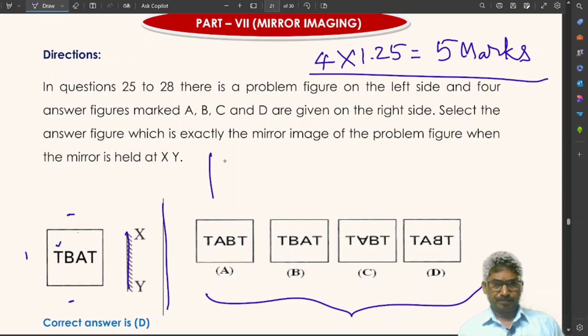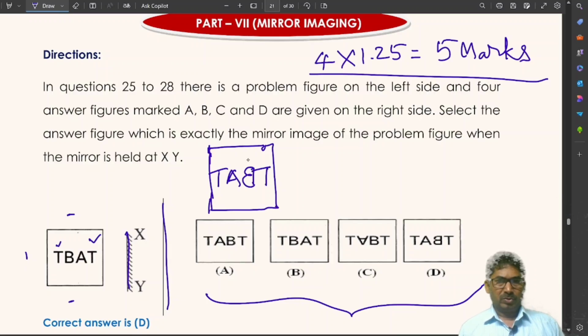This will come like this. See carefully, observe carefully. The last letter comes first, T, and A as it is. Next, B will come like this, and next T as it is. So this figure is the correct option. Is it like this? No. This? No. This? No. So this is absolutely correct. See carefully, TABT. This B changed, but there is no change in shape or size. So only B is changed, but the letters go from last to first. So this is the correct option.